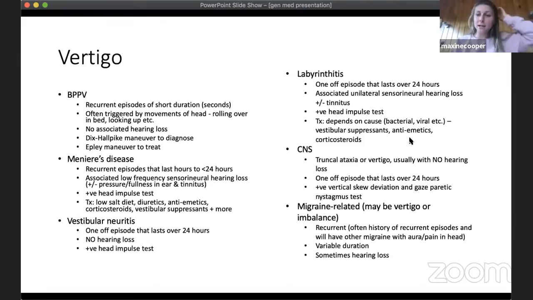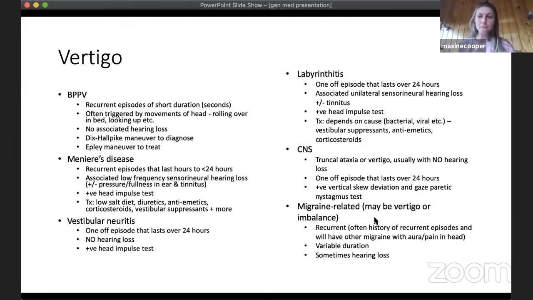There are some key maneuvers again that I would encourage you to look up that I've mentioned there: vertical skew deviation, and gaze-evoked nystagmus. Big names, but really simple tests if you do them. And if they're positive, they indicate a central cause. So important things to know about.